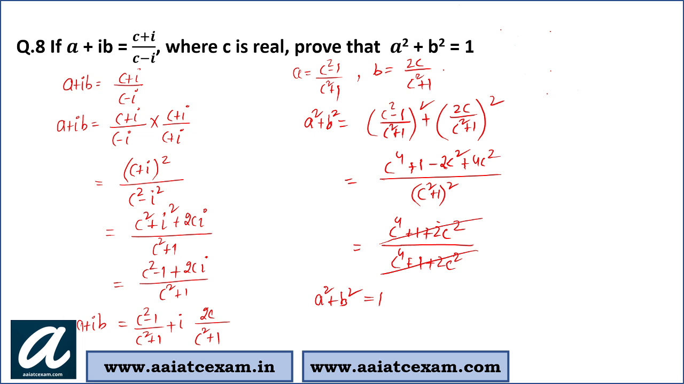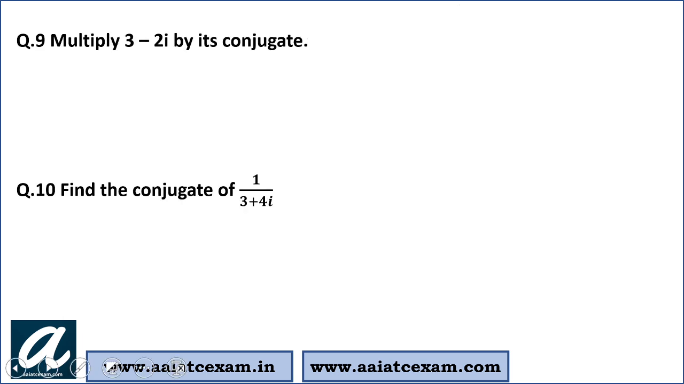Please remember this thing, I think you have noticed this in every question, that I am converting every question in standard variable form, that is a plus iota b equal to complex number. This is what I'm trying to do here.